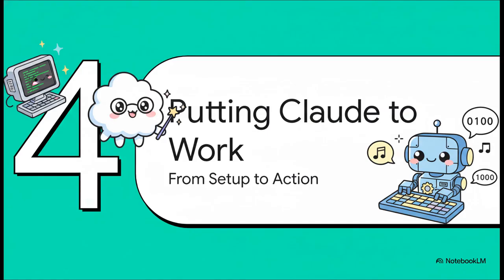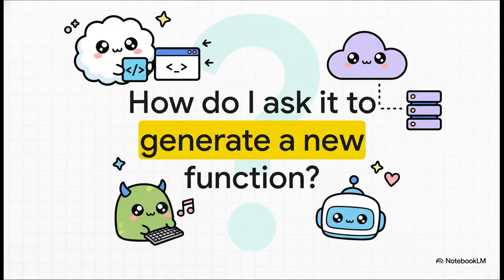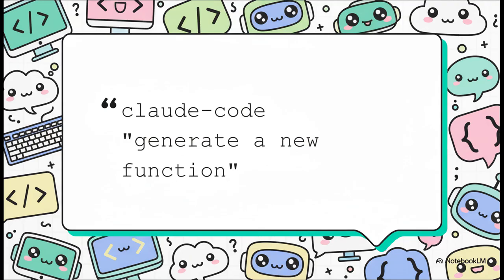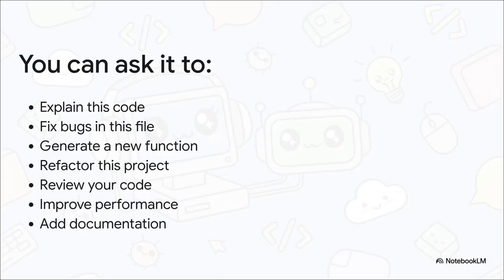Now for the fun part. Let's actually put this thing to work. We're going to see what this AI assistant can really do when we give it a real task inside a project. Let's start with a super common task. Imagine you're in a project and you need a brand new JavaScript function to, say, fetch some user data from an API. How would you ask Claude Code to help with that? It is this easy. You literally just type claude code, and then in plain English, inside of quotes, you tell it what you want. You hit enter, and boom, the AI generates the code for you right there in your terminal. It's so intuitive.